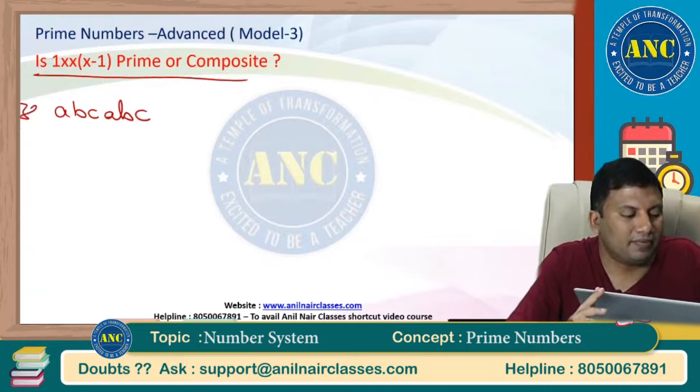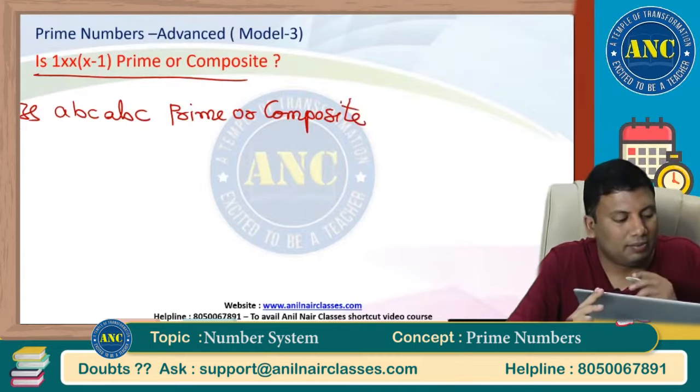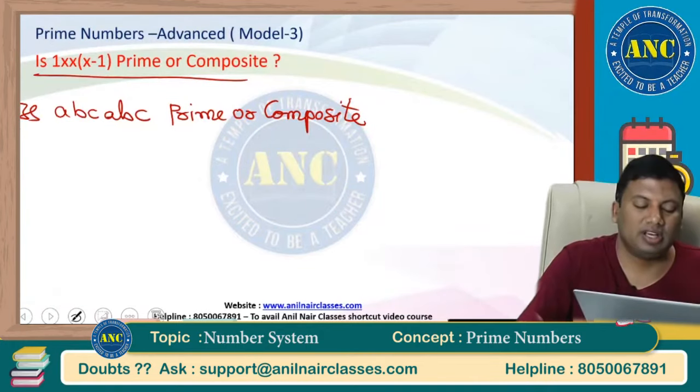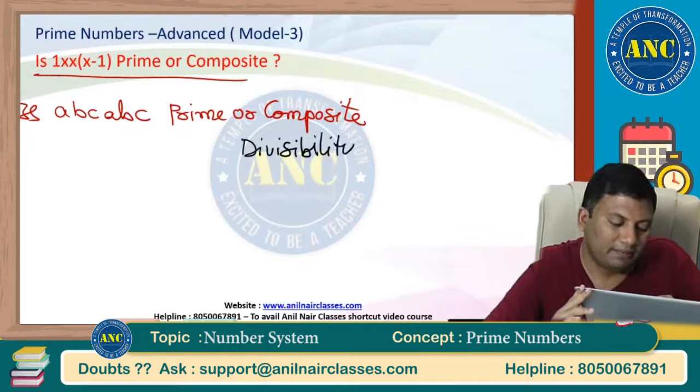ABC. Is ABC prime or composite? A 3-digit number is written twice. Now, another concept: the divisibility rule for 7, 11, 13.